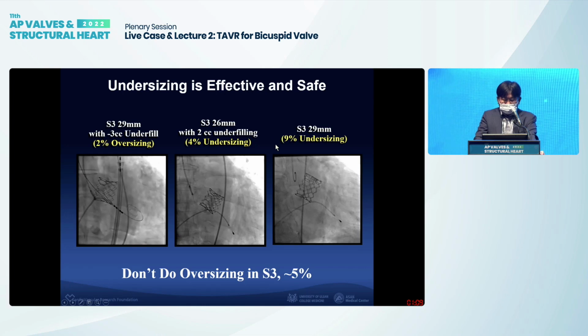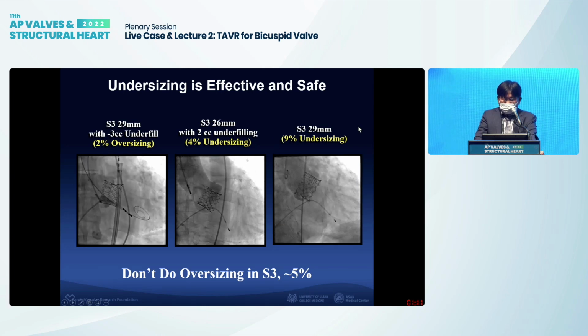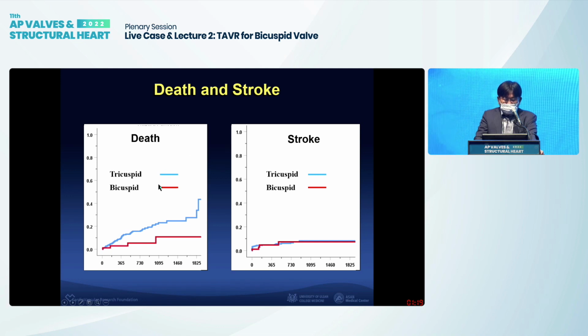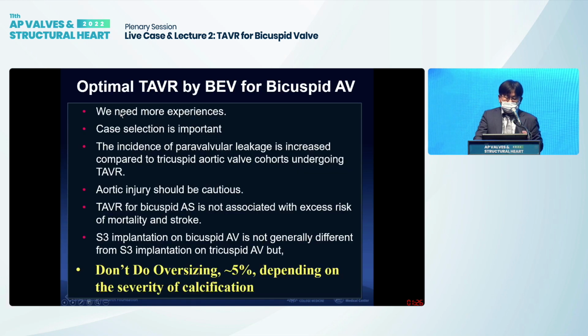Anyway, don't do oversizing in SAPIEN 3, less than 5%. This is the procedural outcome. Valvuloplasty is more common in bicuspid AS, even though there is no difference regarding death and stroke rate between the tricuspid and bicuspid. This is my final slide.